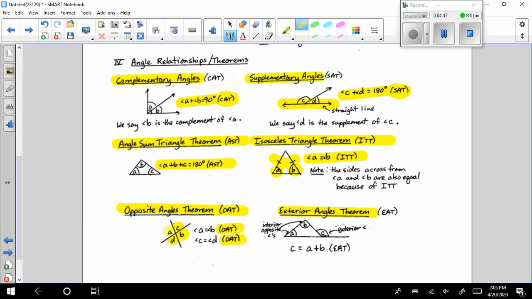Finally, on this page, we cover the acronym EAT. It stands for Exterior Angle Theorem, and this theorem states that an angle that is on the outside of a triangle, so this is the exterior angle, is equal to the sum of the two angles inside of the triangle that are not directly beside the exterior angle, not the one adjacent to it, but it's equal to the sum of the other two angles within that triangle. These are the interior opposite angles to that one.